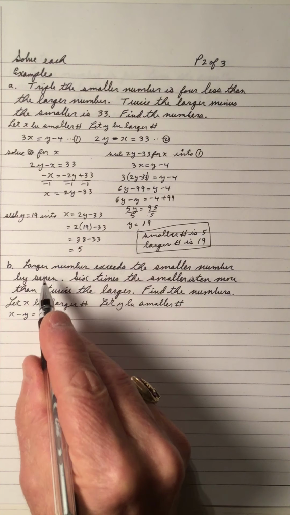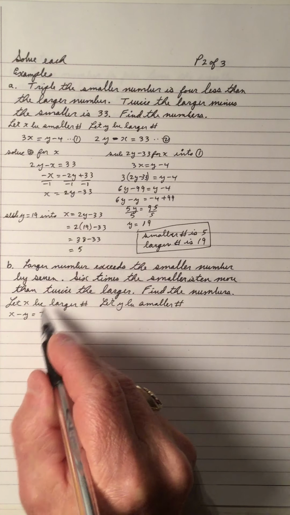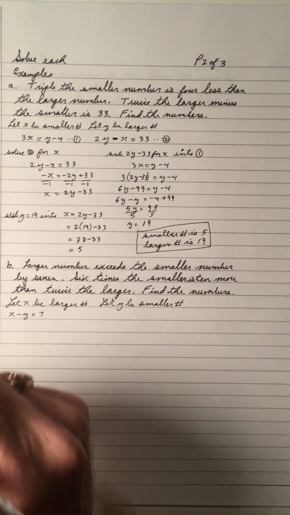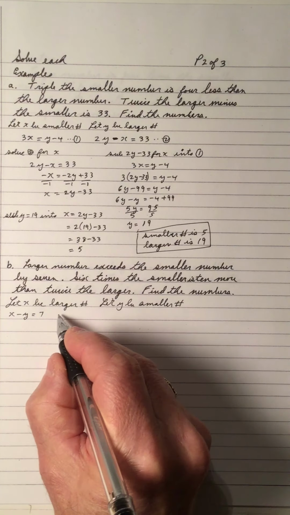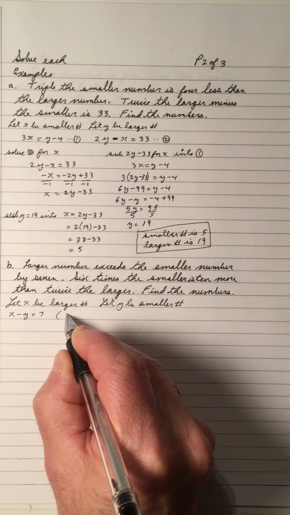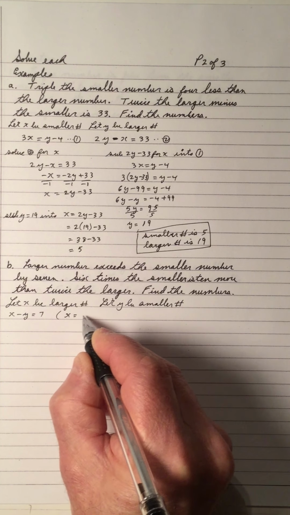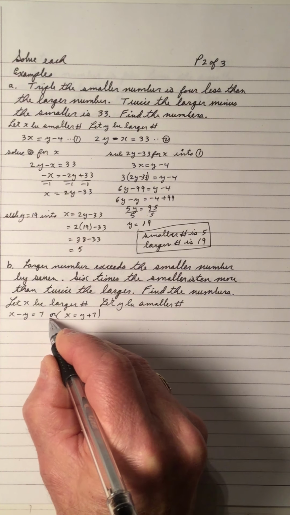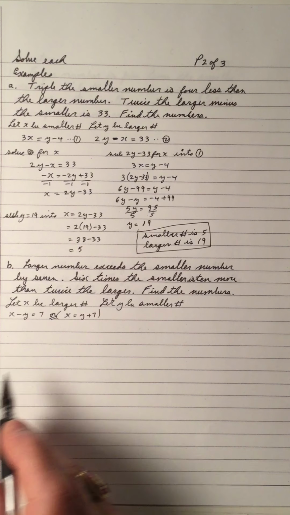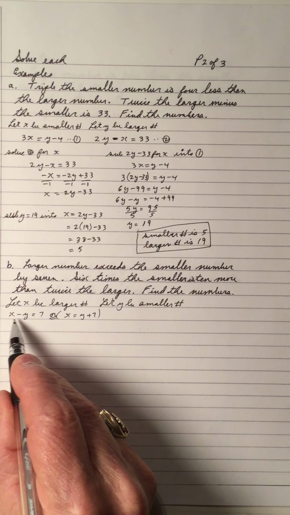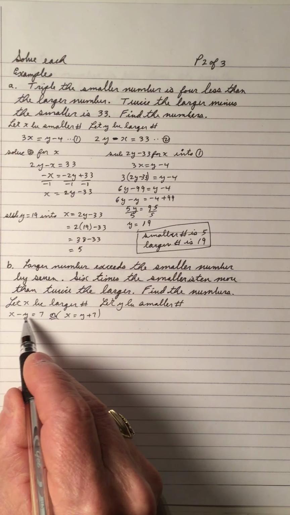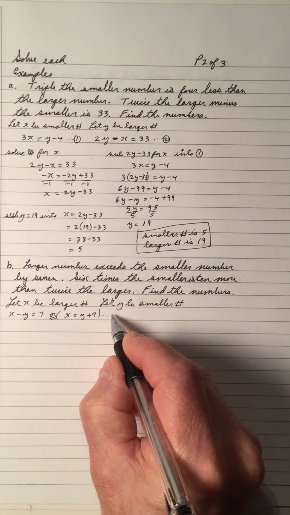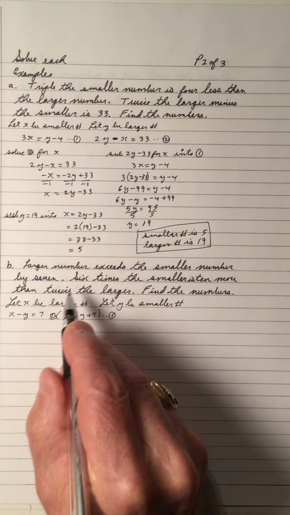If I want, I could say the larger is the smaller plus 7. Because it's larger, the larger number is the smaller number, add on 7. So if I want, the larger is the smaller plus 7. So that's your choice. Either one of these will do. But if you do this one, you're probably setting yourself up for elimination. If you do this one, you're setting yourself up for substitution. So that's equation 1, but I'll pick one of these in a minute.